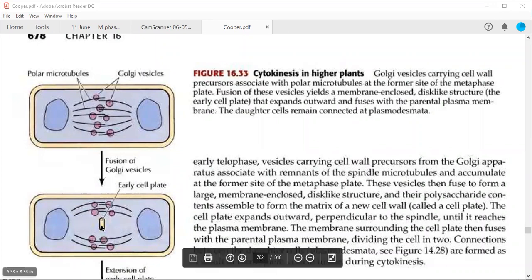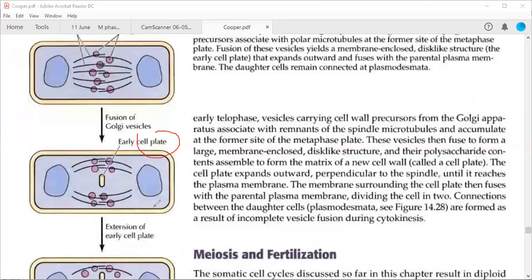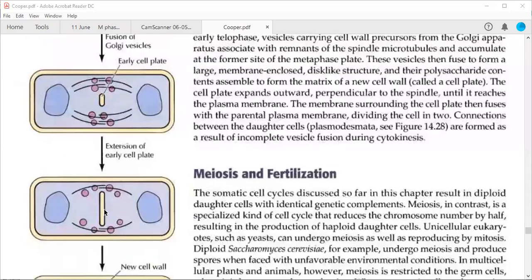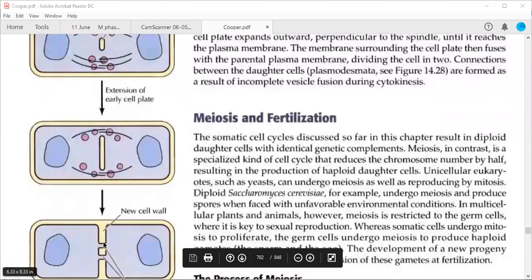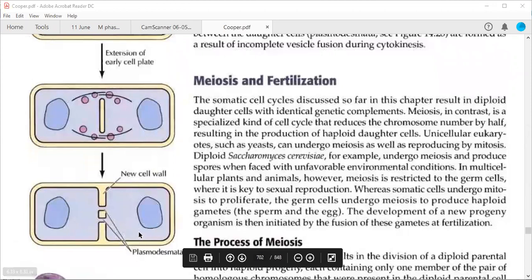In higher plants, Golgi vesicles will start accumulating at the metaphase plate and release early cell plate material, so an early cell plate will be formed. In higher plants, the cell plate will lead to the synthesis of the cell wall. The material will be deposited and extend towards the periphery, or the plasma membrane. Ultimately, some junctions, called plasmodesmata in higher plants, will form. So the new cell wall will be formed with some plasmodesmata, and two daughter cells will result.